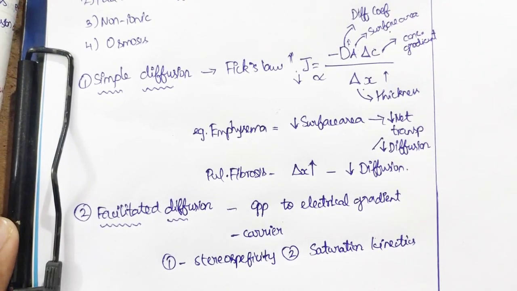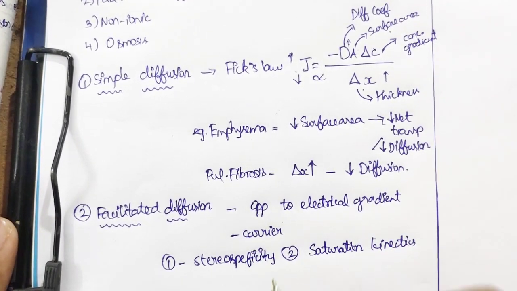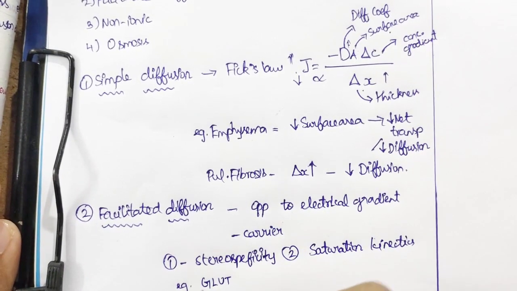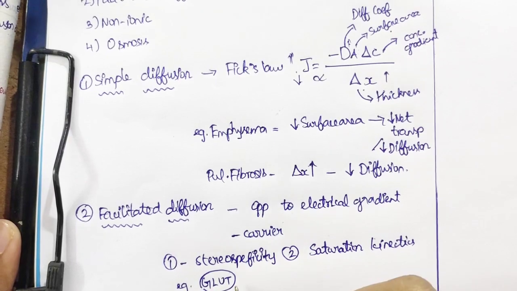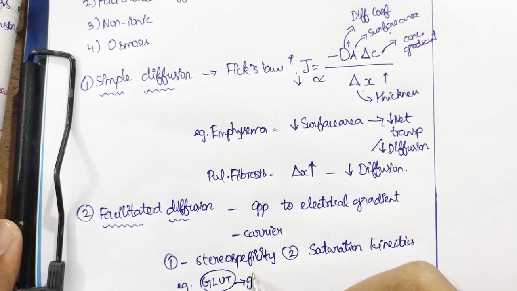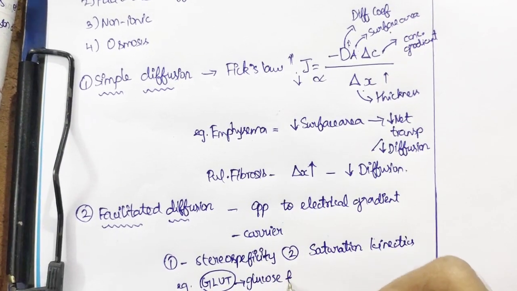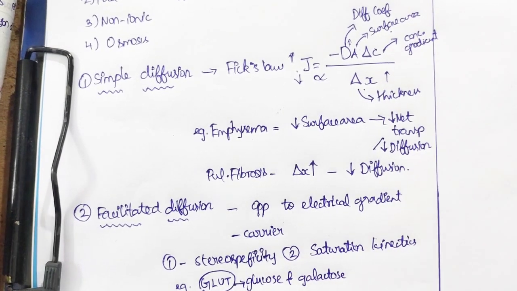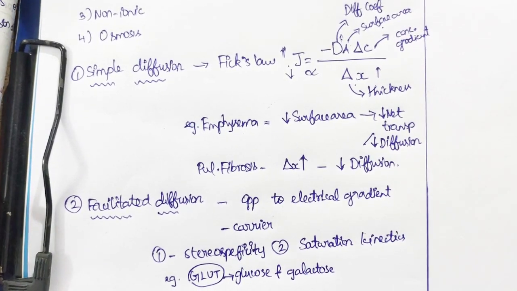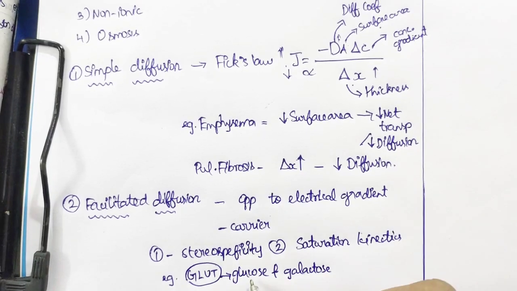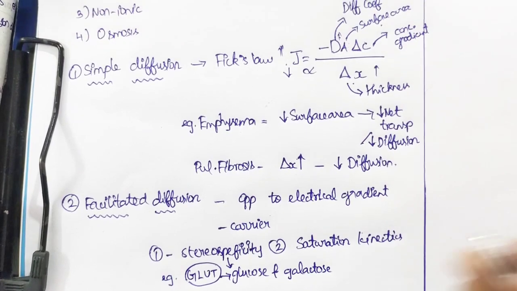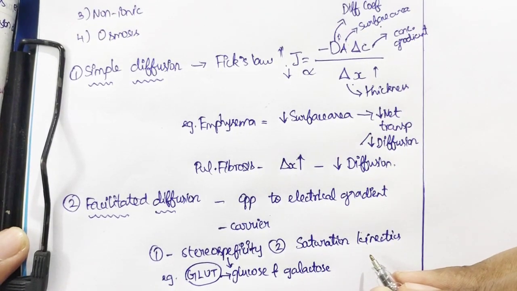Yes, I will explain this. Stereospecific. Take an example, GLUT transport. Yes, it is specific for glucose and galactose. It can't transport any other compounds other than these. So it is specific to glucose and galactose. So that's what is meant by stereospecific. What is meant by saturation kinetics?